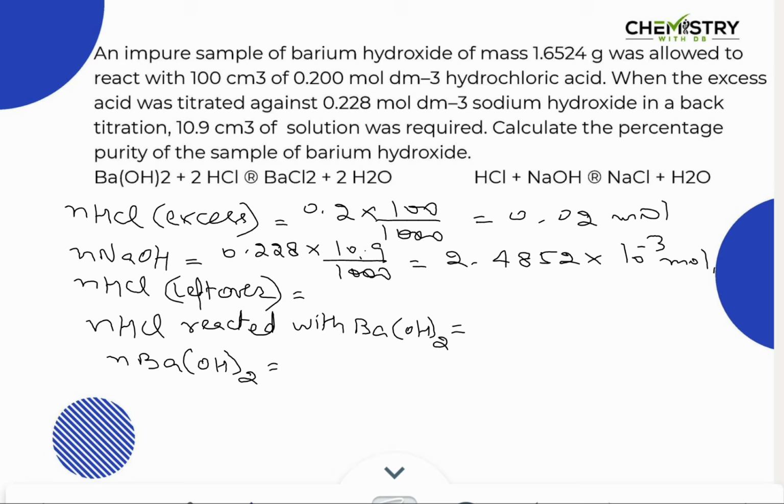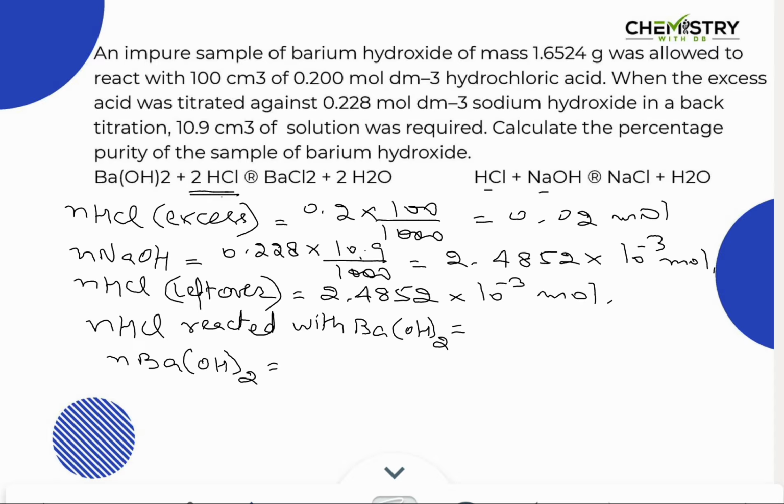Okay, number of moles of HCl left over, because the ratio of NaOH and HCl here, you see, is 1 to 1. So that means the number of moles of HCl left over is also the same, 2.4852 times 10 to power minus 3 moles, which means that this is the leftover HCl.